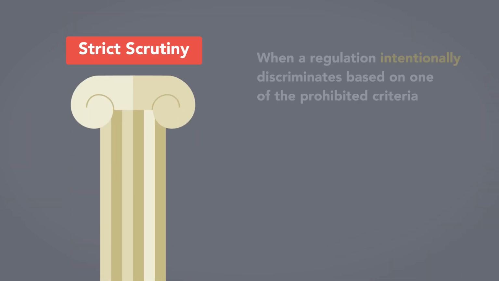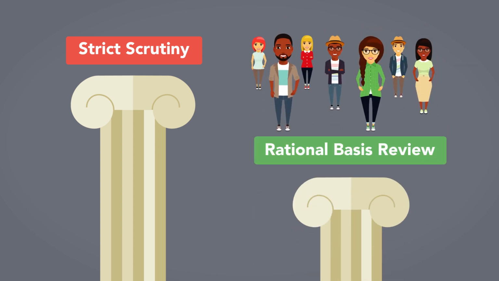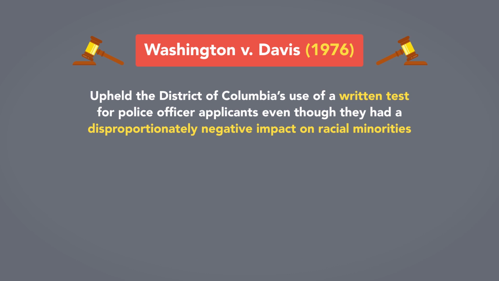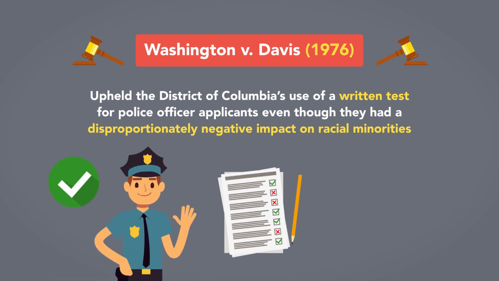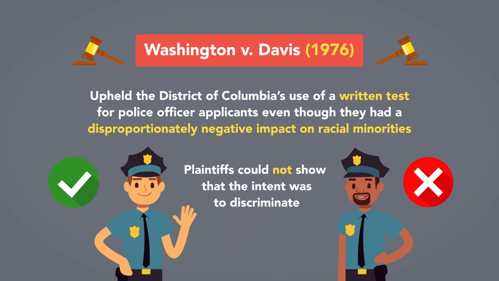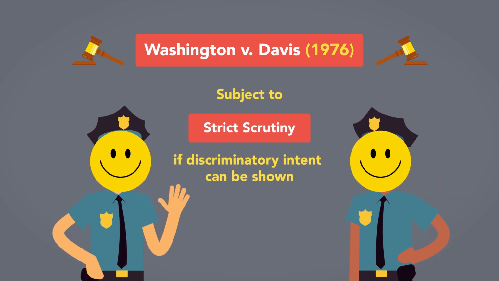Strict scrutiny is only applied when a regulation intentionally discriminates based on one of the prohibited criteria. When there is no intent to discriminate, a law is subject only to rational basis review, even if it disproportionately impacts minorities. Thus, in Washington v. Davis, the Supreme Court upheld the District of Columbia's use of a written test for police officer applicants, even though they had a disproportionately negative impact on racial minorities, because the plaintiffs could not show that the intent was to discriminate. However, even a facially neutral law will be subject to strict scrutiny if discriminatory intent can be shown.